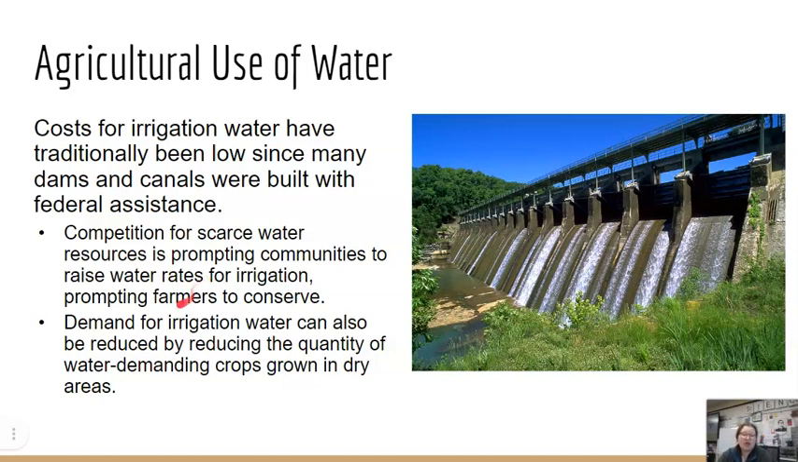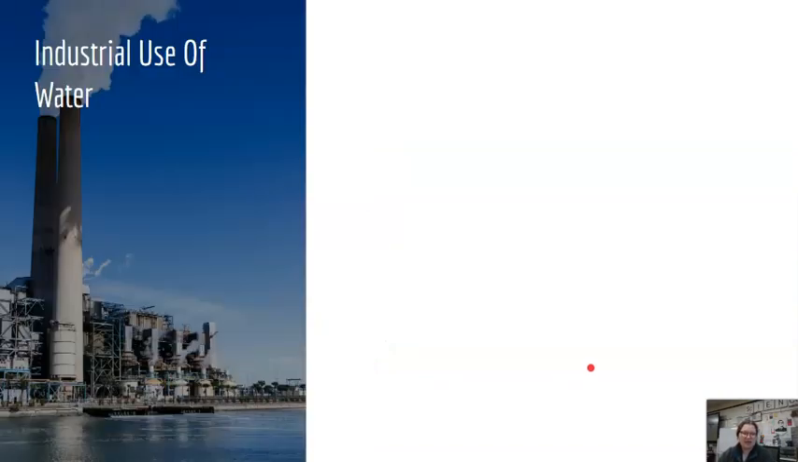Demand for irrigation water can also be reduced by reducing the quantity of water-demanding crops grown in dry areas. Arizona is a naturally dry area. It doesn't make sense to grow food there that requires a lot of water. So just making those choices of growing crops that actually work in the environment, instead of artificially bringing in so much water, can help us save a lot.